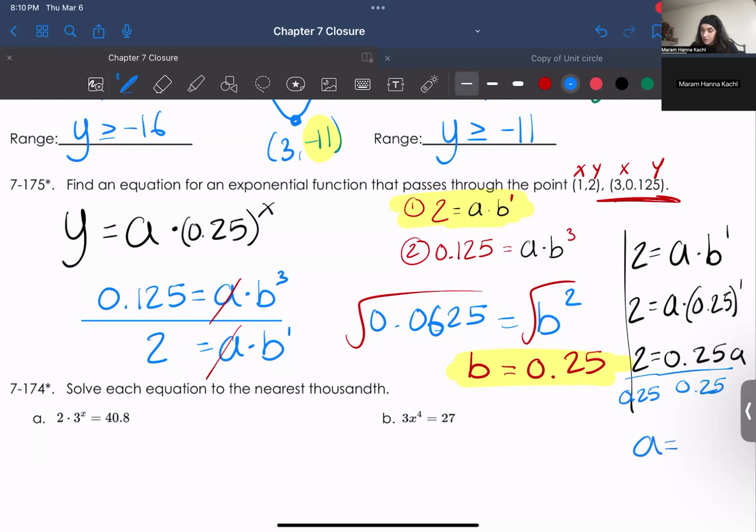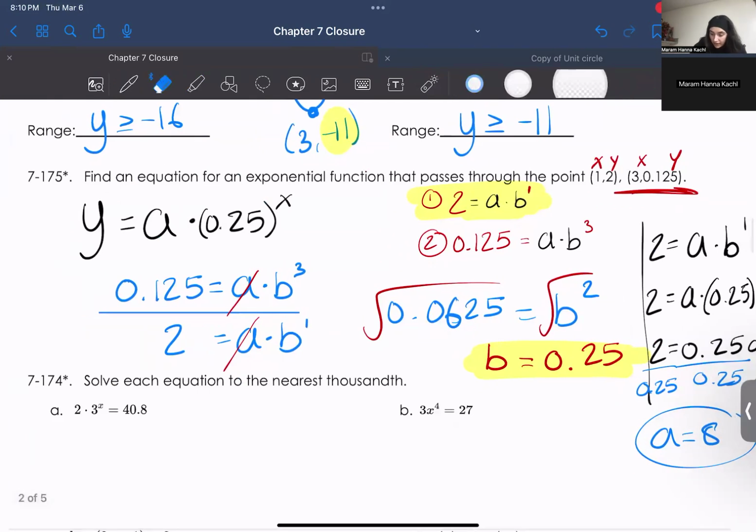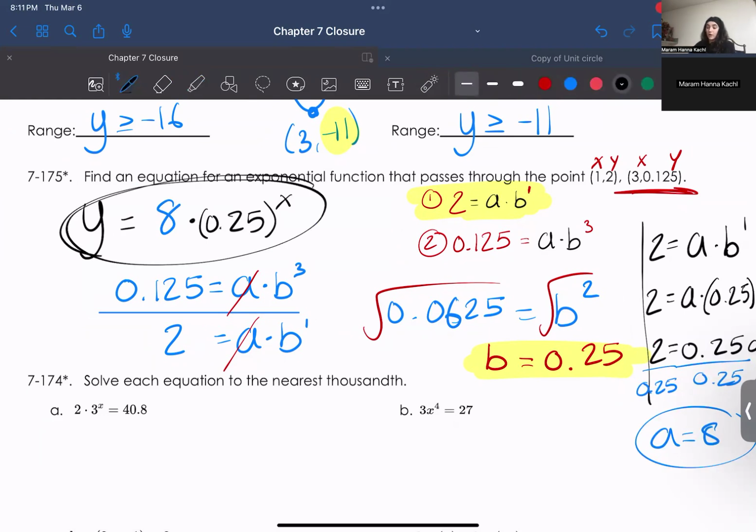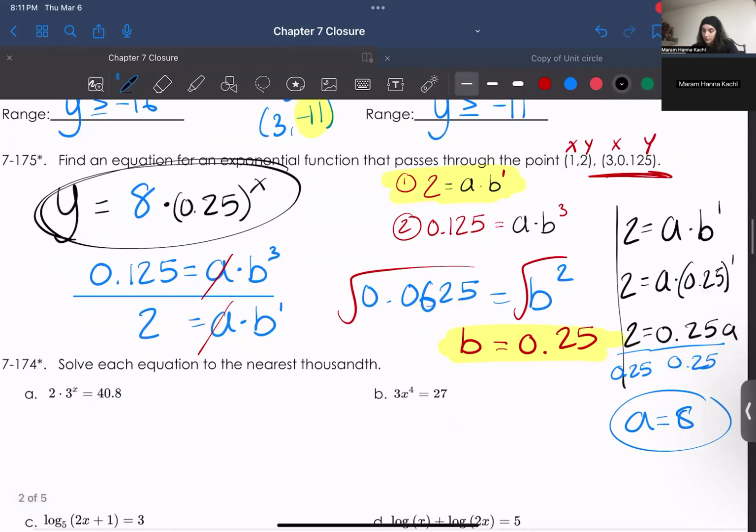Now I'd get that a is equal to, actually, 2 divided by 0.25. a should be equal to 8. Caught my own mistake there. Okay, so instead of an a here, it should be an 8. So this is my final answer. I came up with the a going through it that second time around, and you come up with the b value by dividing the initial 2 equations in general. Okay.